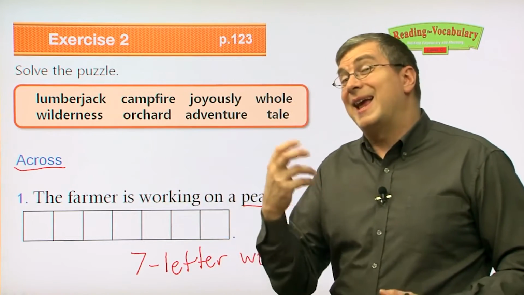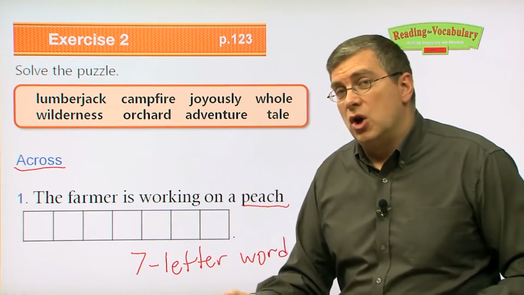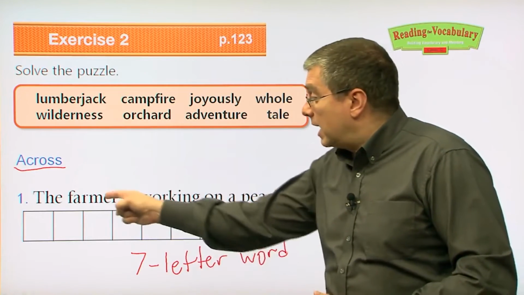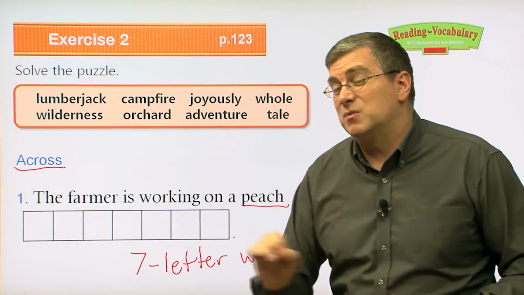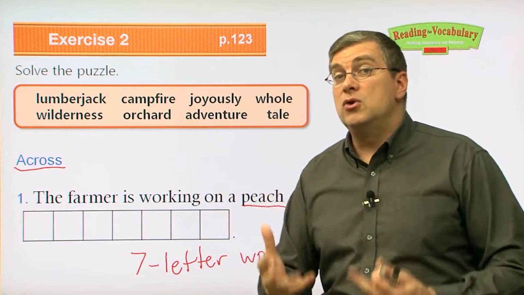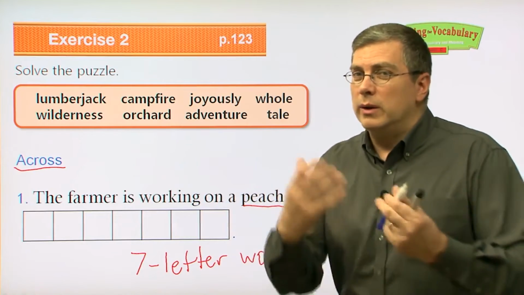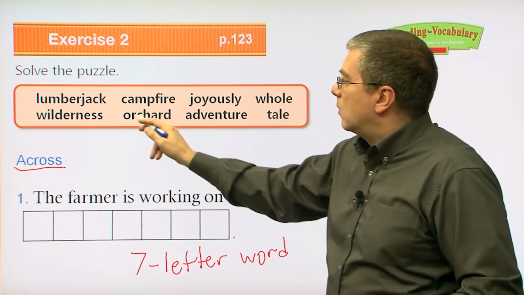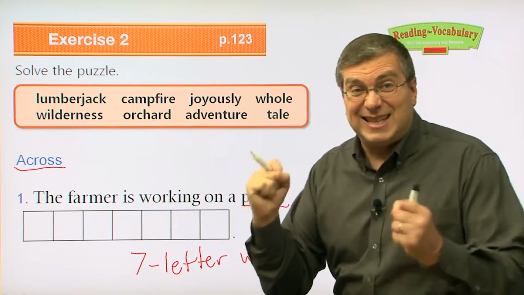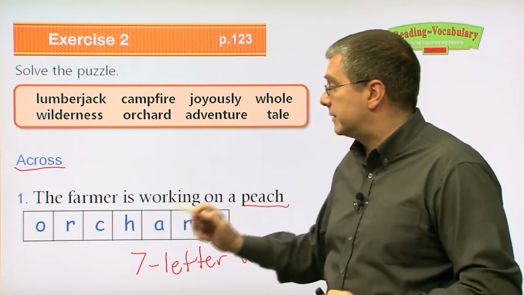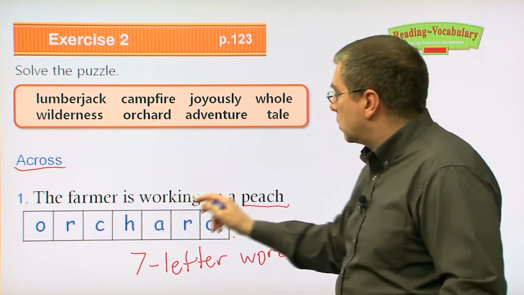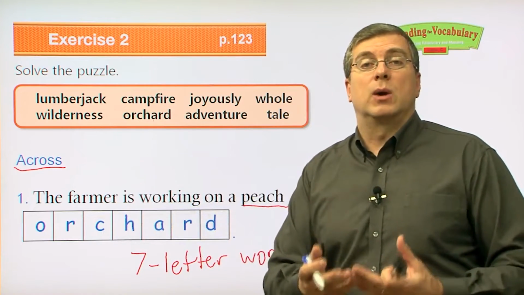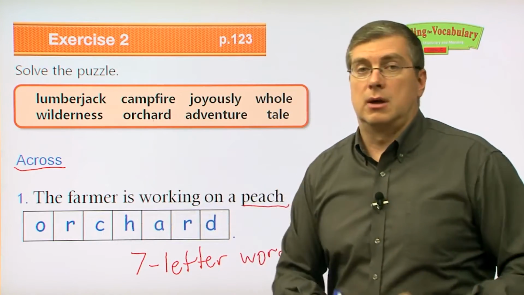Peach is fruit like apple or orange or cherry. Where do those fruits grow? And if a farmer is working on them, remember it's a special type of farm where fruit is grown on trees. What did we say? What kind of place is that? We said it was an orchard. And 1, 2, 3, 4, 5, 6, 7. It's 7 letters. We can put it in here. Yes. Orchard. So the farmer is working on a peach orchard. Okay? Remember, an orchard is where trees that give fruit are grown.